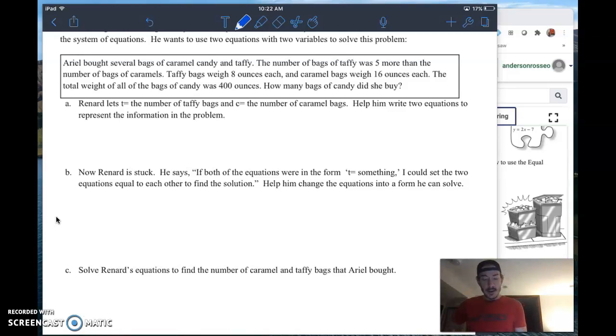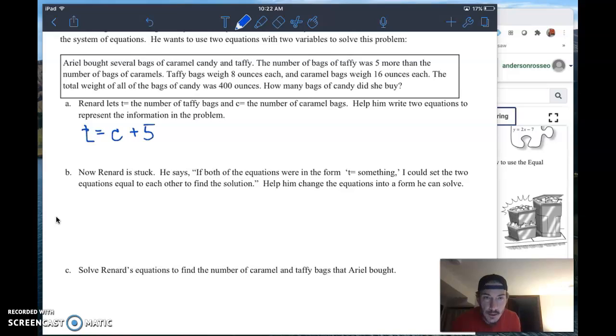That's pretty common. Help him write 2 equations. Well, the number of bags of taffy was 5 more than the number of caramel. So the first thing I can do is say taffy equals the number of bags of caramel plus 5. That's going to be pretty straightforward.